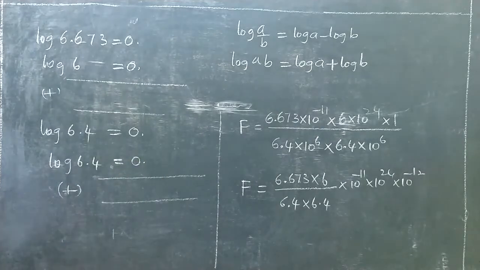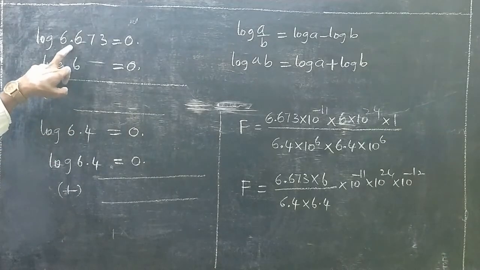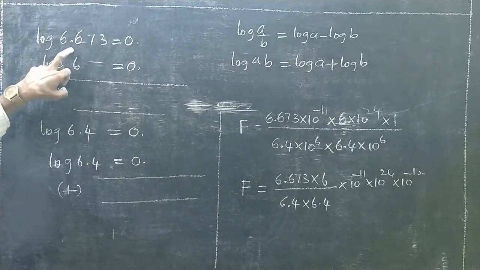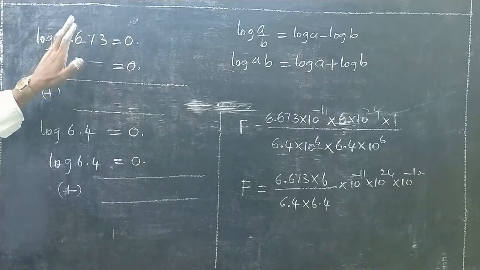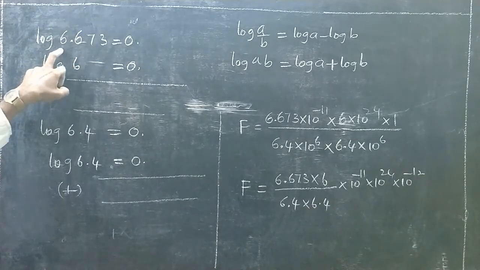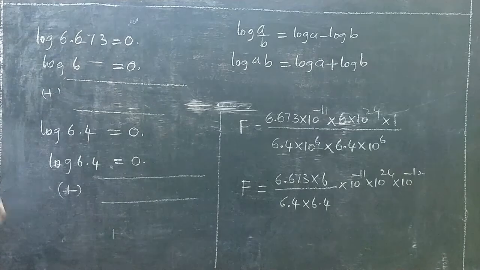This is the characteristic. We need to lower the number of digits by one to get the characteristic. Suppose if you have 3 digits, the characteristic is 2. If you have 4 digits, the characteristic is 3, if you don't have the point. But here the point is there, so we have to count the digits before the point. Before the point, we have only one digit, so the characteristic is 0.